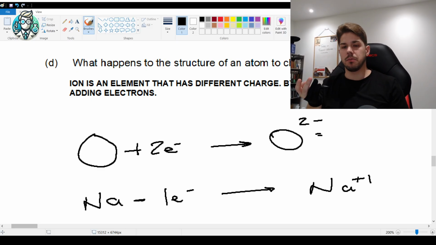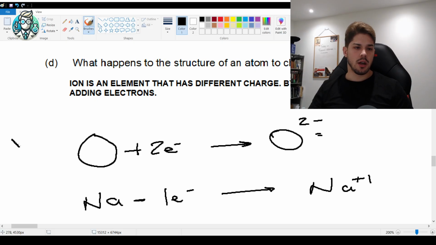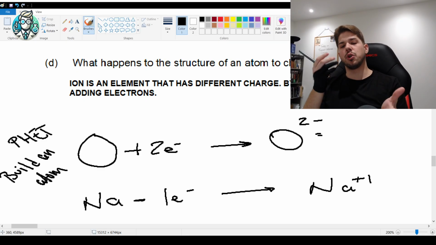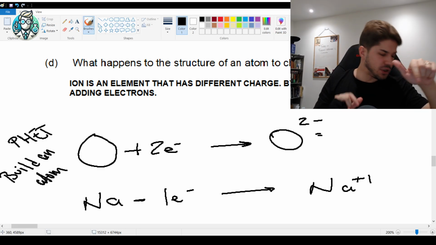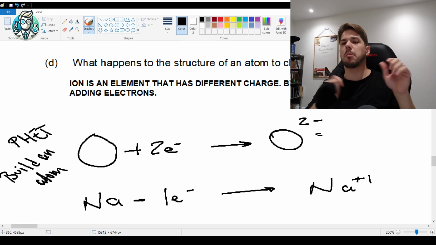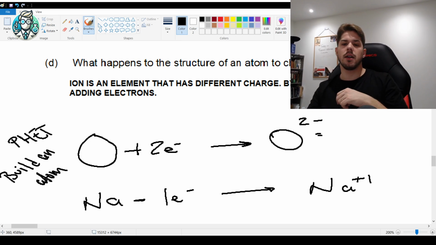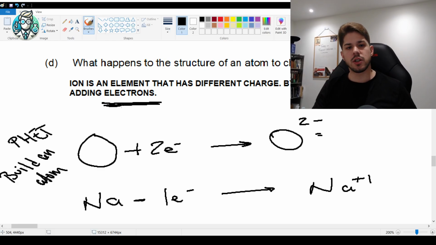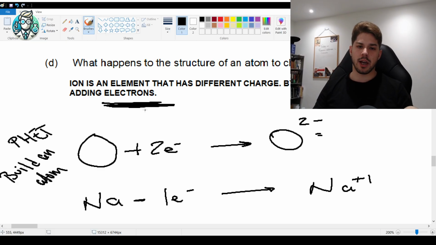Think about the scale, and I recommend you to see a website called PhET, something that's called Build an Atom, and that will show you a scale where you will see how changing the amount of electrons, sorry, not the amount of protons, changing the amount of electrons will modify the charge of the atom. An ion is always changing electrons. Adding electrons makes it more negative. Removing electrons makes it more positive.